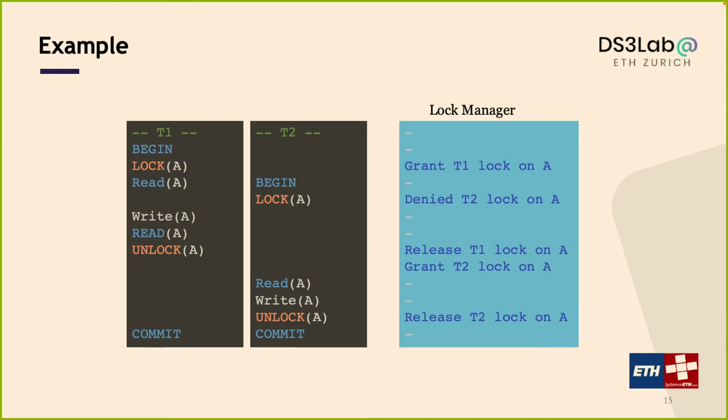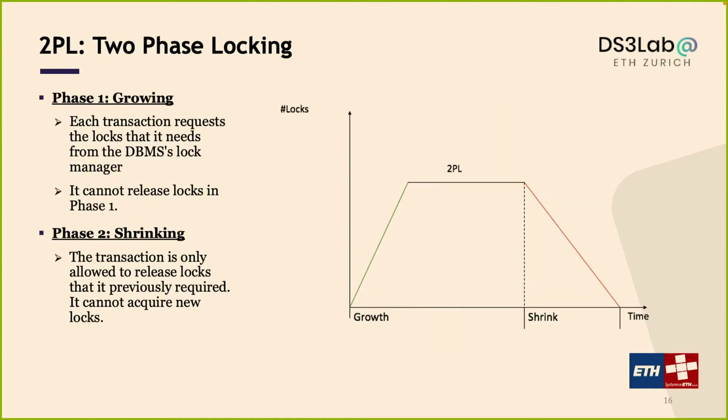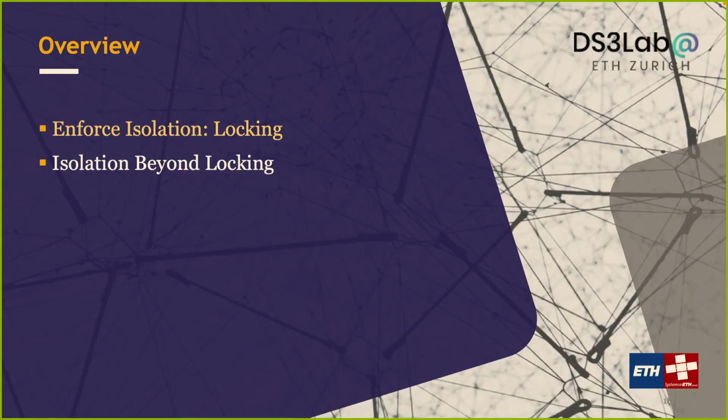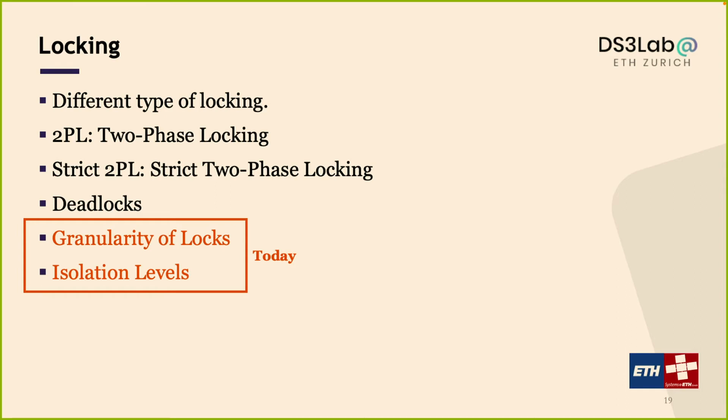And we talked about two different ways you can acquire and release locks. The first one is called two-phase locking. In this case, in the very beginning you can acquire locks, and then you can only release locks in the second phase. The second way is called strict two-phase locking. It's the same: you have one phase where you acquire locks, but you hold all the locks until the very end of the transaction. We talked about the pros and cons of each of these. Today, we are going to talk more about locking, about the granularity of locks, and also how to enforce different isolation levels by using locks.